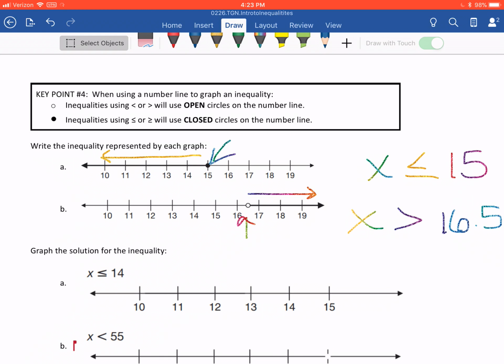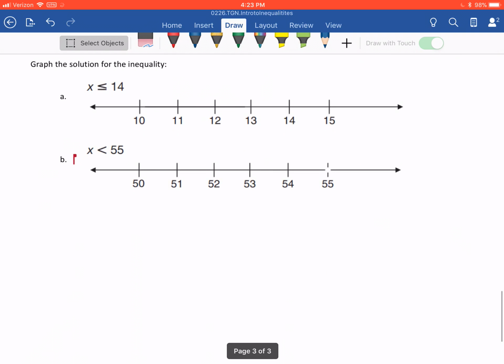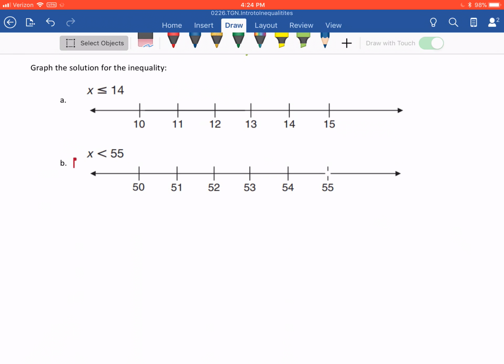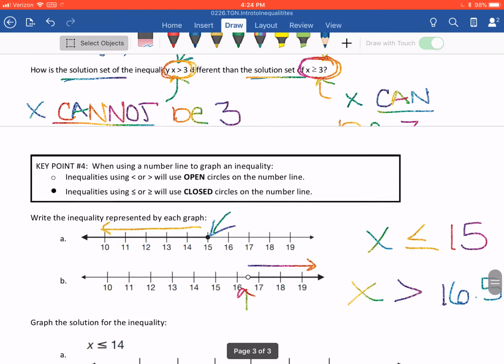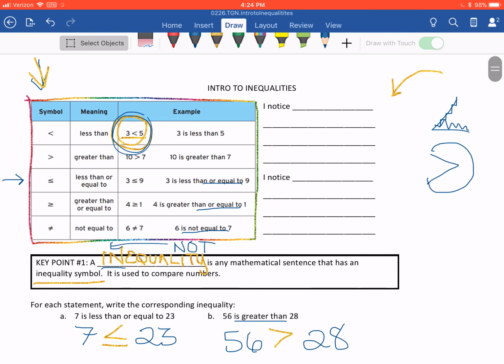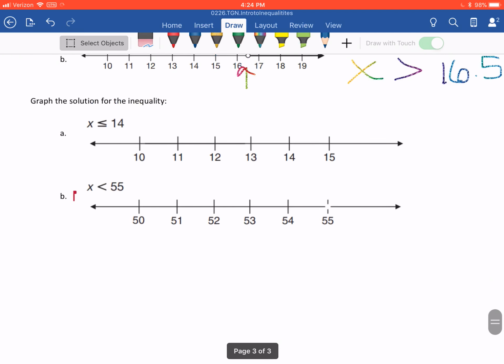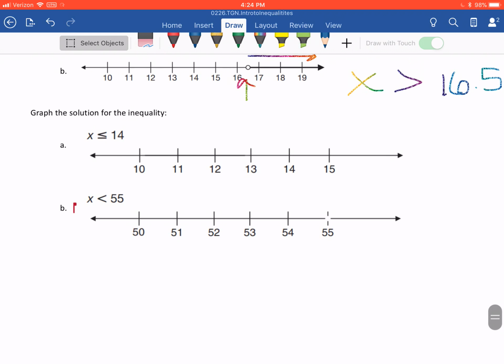In this next piece, it's asking us to graph the solution ourselves. So in our first situation, it says x is less than or equal to. If you cannot remember what those symbols mean, go all the way back to the beginning of your notes, take a look at this column, and figure out what the symbol means. So all the way down here, we have x is less than or equal to 14.